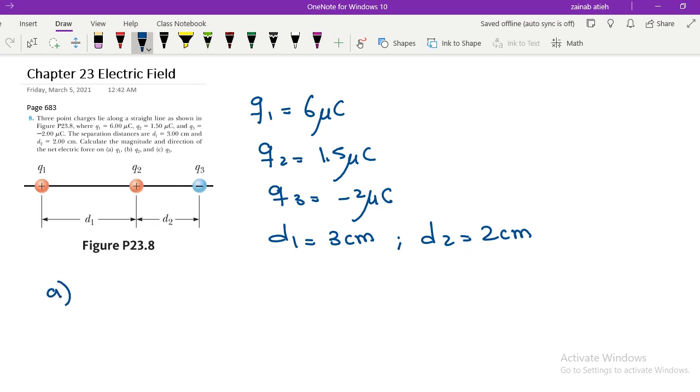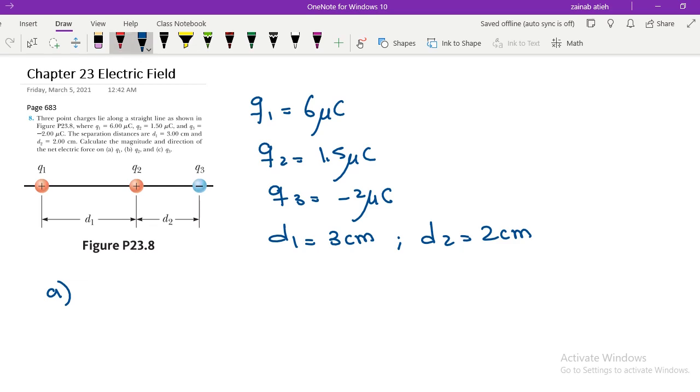So I'm going to start with part A. Part A considers the forces acting on Q1. Who's affecting Q1? For sure, Q2 is acting on Q1 and Q3 is acting on Q1. Q1 never acts on itself. Neighbor charges act on it. So there are two forces acting on Q1, one coming from Q2 and the other coming from Q3.